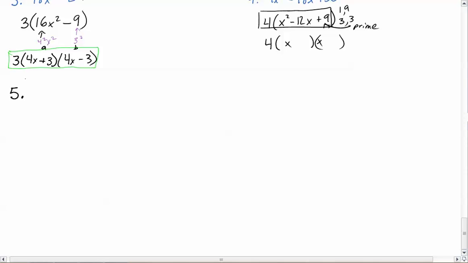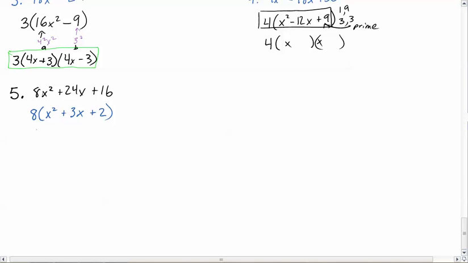Number 5 for this set is going to be 8x squared plus 24x plus 16. All right, so let's try to factor this first. Is there a common factor? Well, yes, Mr. Ballwater, there's an 8. So let's take out the 8, which will leave me with x squared. 24 divided by 8 is plus 3x. 16 divided by 8, so plus 2.